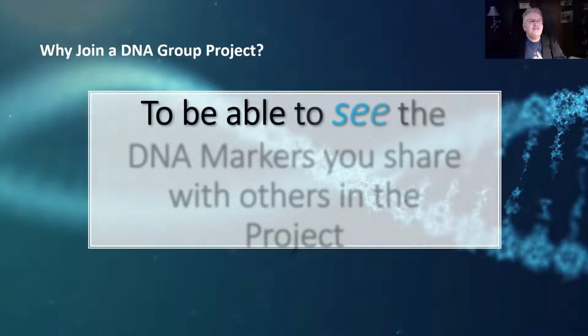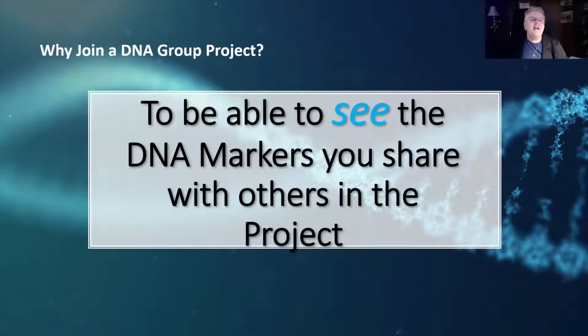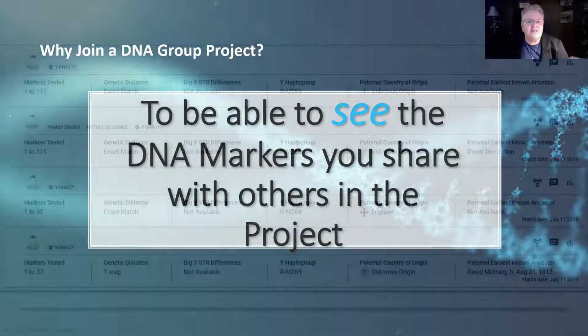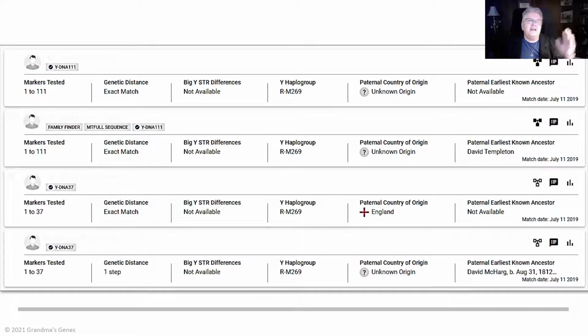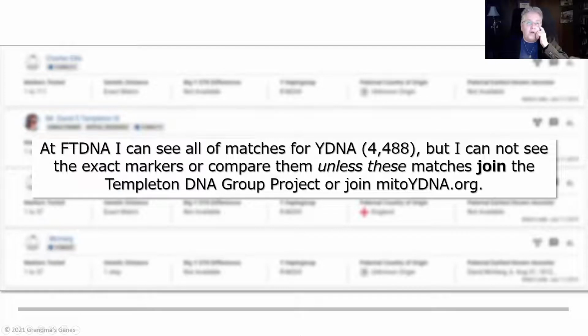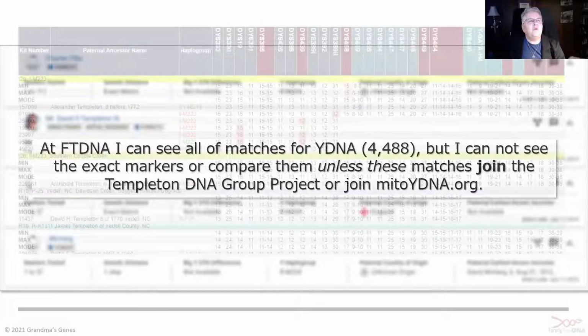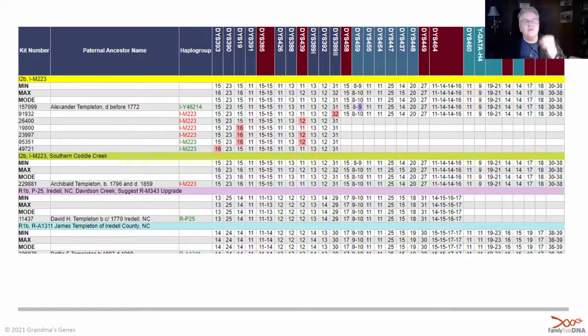Another reason to join is to be able to see the DNA markers you share with other people in the project. If I go to FTDNA and I look at my dad's matches, I don't actually see any of the markers listed. I see other information, but I don't see any of the DNA data. My cousin Wayne has 4,488 matches that all have the same information. But if I want to see the data, I have to either join a project or get my matches to upload to mytowydna.org. And this is what you would see in a project.